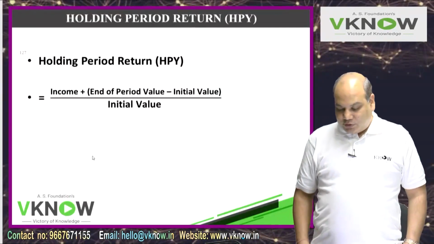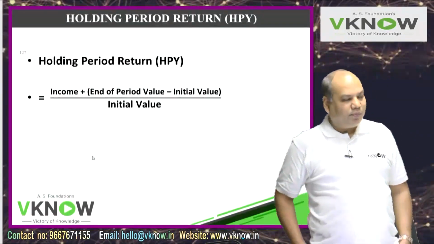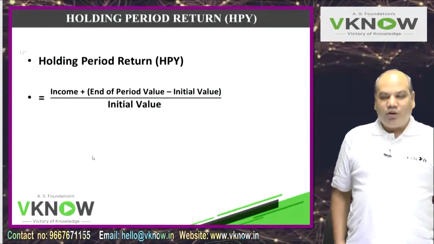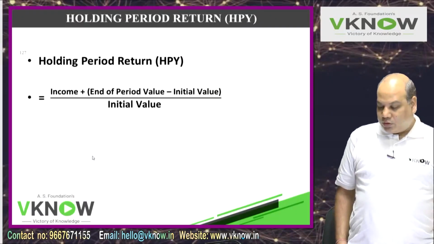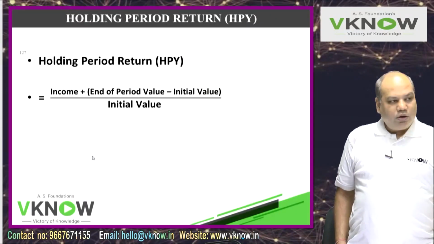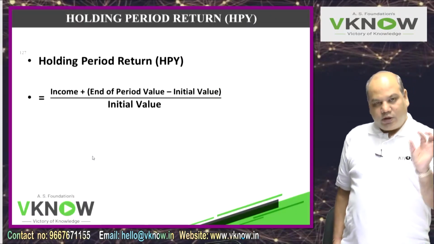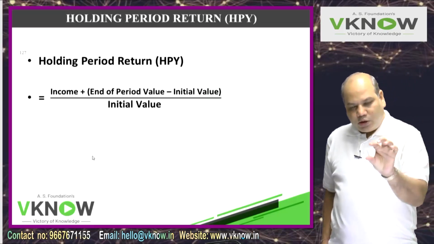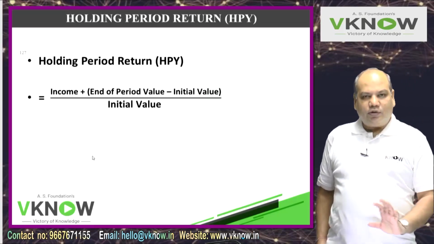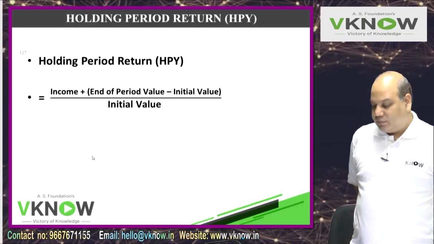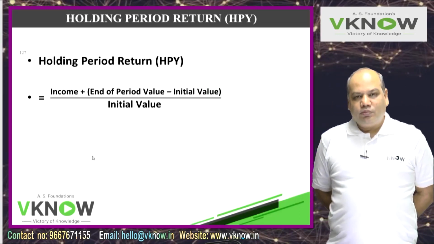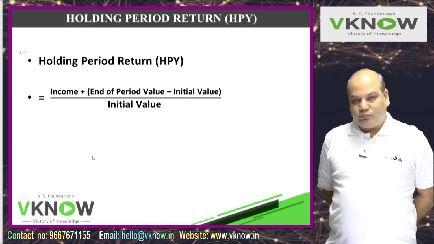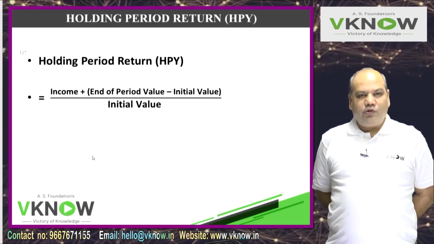So let us solve first the answer of part 1. Holding period return, HPY, holding period yield. Formula. In the exam we will first write the heading, formula, calculation, answer. 4 lines at least you should write. So the formula is income plus end of the period value minus initial value upon initial value.